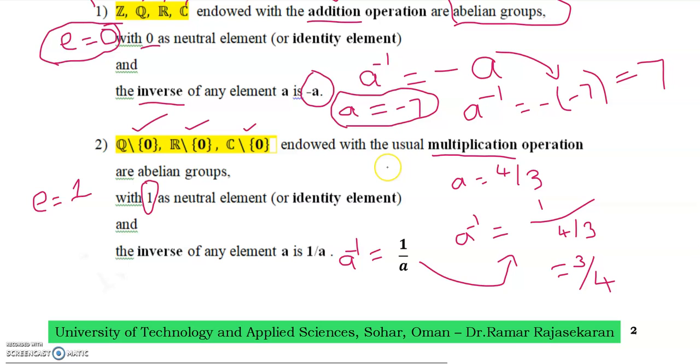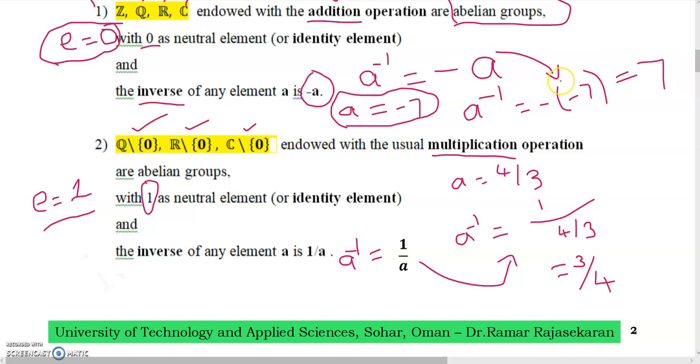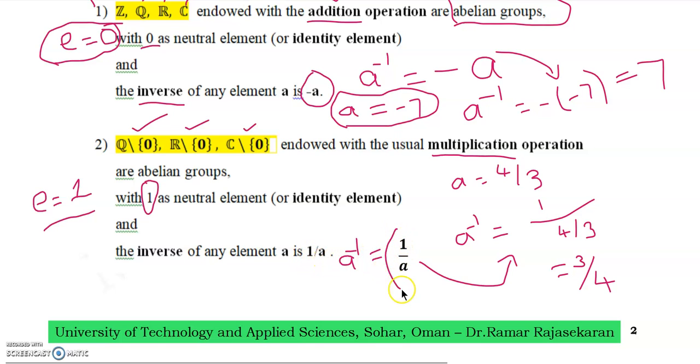You have to remember that whenever you see the binary operation addition, definitely the identity element is 0. Whenever you see multiplication as the binary operation, your identity element is 1. So what is the identity element? 1. How to find the inverse? The inverse of any element a is 1/a. This is the rule for inverse. For example, I take a is equal to 4/3. Then how to find the inverse? a inverse is equal to 1 divided by a. This is the rule.